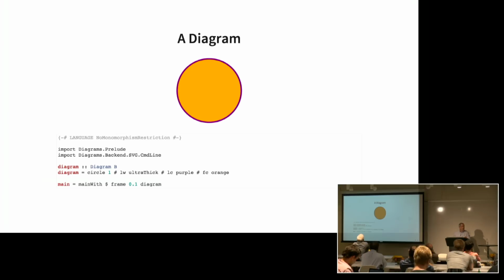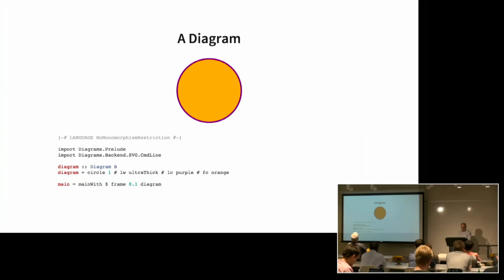The Rasterific and the Cairo backends make PNG and animated GIF output. So different backends have different capabilities for what type of output they have. And some of them have some special features, like Cairo has advanced text handling features that some of the other ones don't.